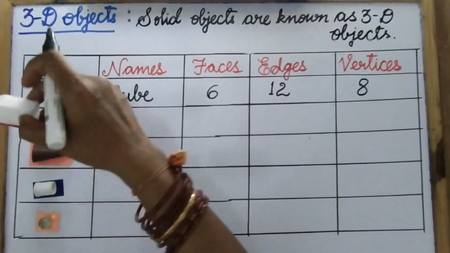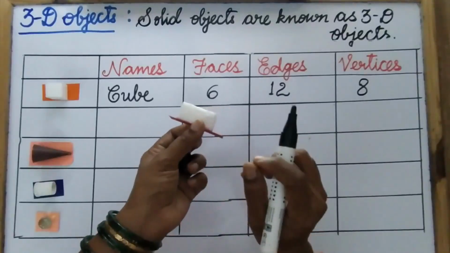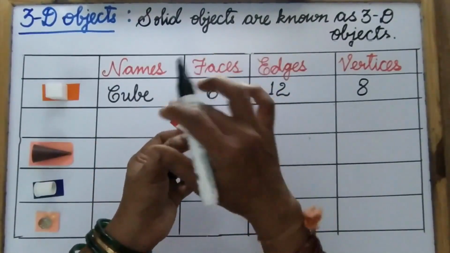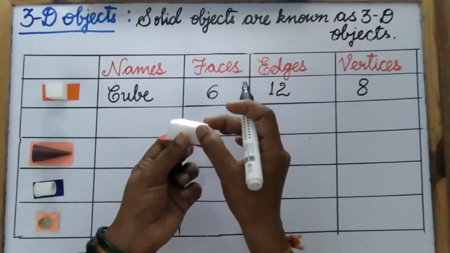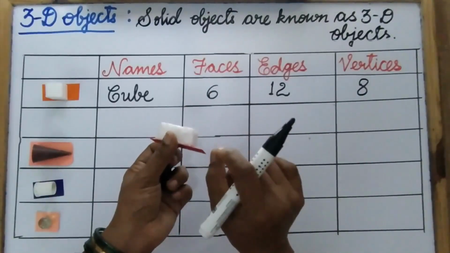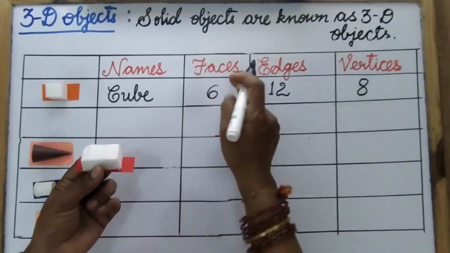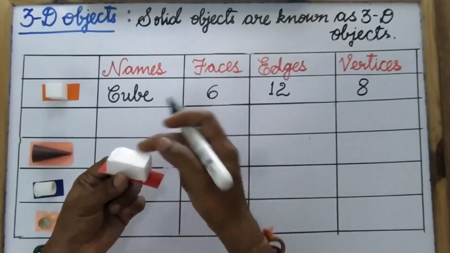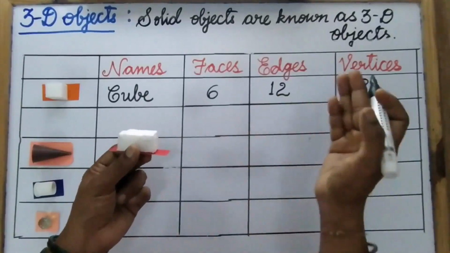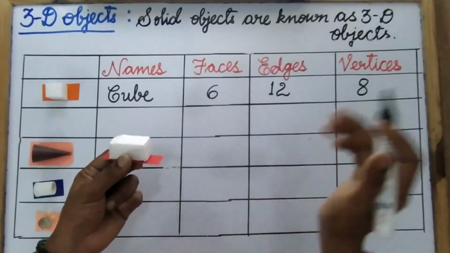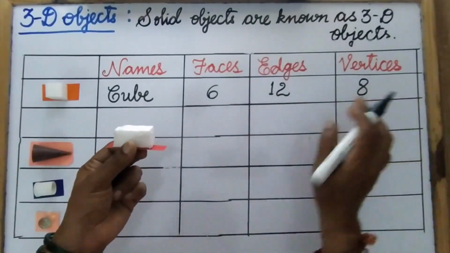What's next? Yes, it is cuboid. See the difference between cube and cuboid? Yes, the faces of a cuboid will be rectangles in shape. Okay, but cube and cuboid have the same number of faces. See, we can see 6 faces, as well as 12 edges, and even vertices, 8.